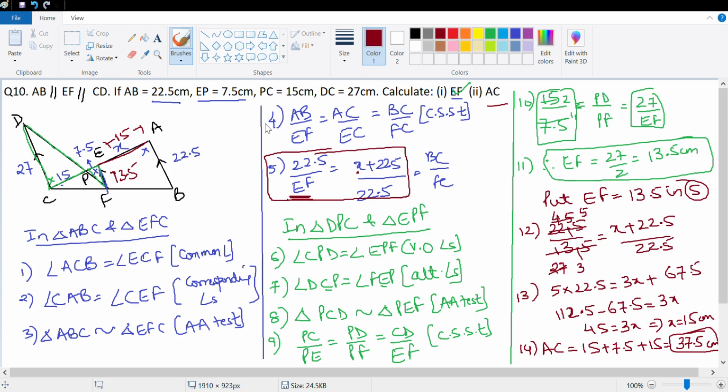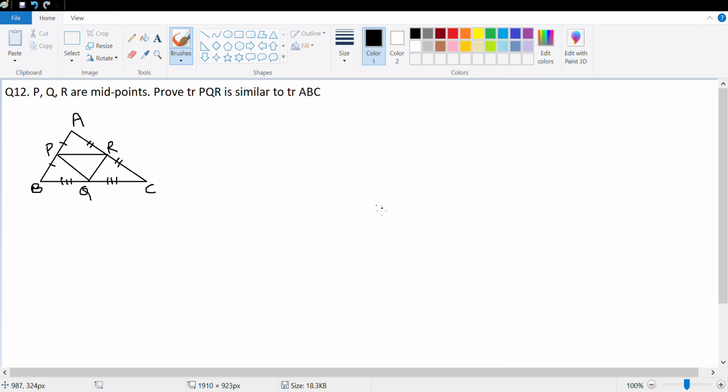The next question that we do is question number 12, not 13. Question number 12. So in PQR are midpoints of these respective sides. Prove the triangle PQR and triangle ABC are similar. So since we are talking about midpoints, we can clearly apply the midpoint theorem that we learned last year, will make our life very easy. So let's just write that.